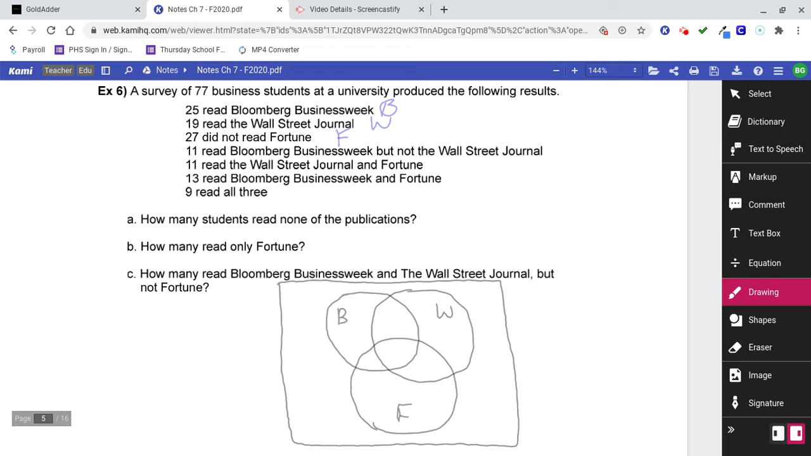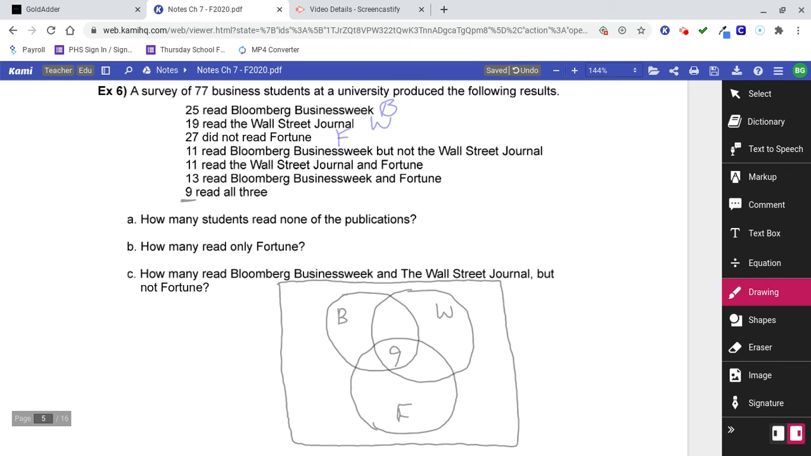Usually, what's going to happen is you're going to need to start at the bottom. Doesn't necessarily always work that way. But if we look at the bottom here, 9 read all 3, I know exactly where that goes. That should be in the intersection of all 3 circles. So put the 9 in that overlap. So you kind of want to work backwards. Usually that's how these problems are going to work.